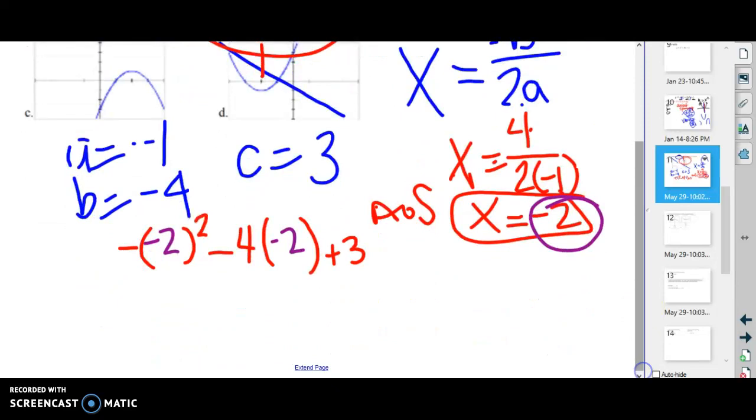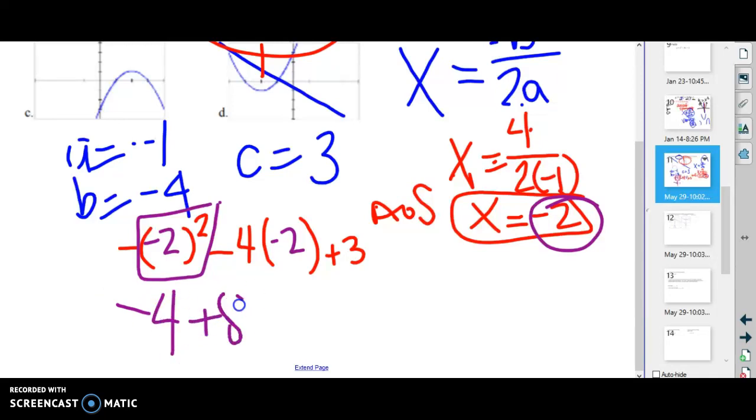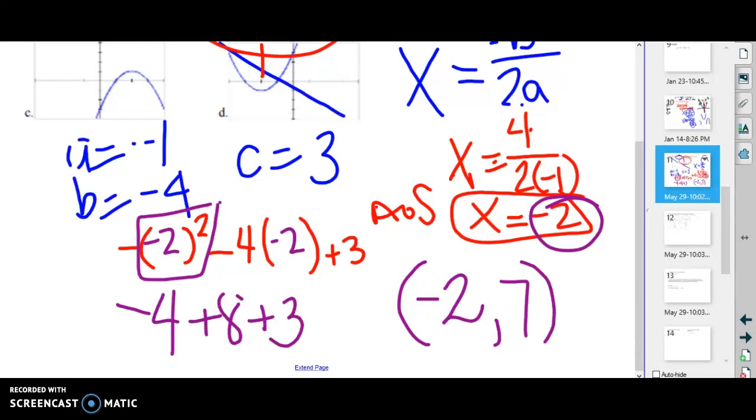Okay, now I think through mathematically. On this one, I have to do the -2 squared first. -2 times -2 is +4. But then there's the negative out front, so that's -4. Then plus 8, see if you can follow, and then plus 3. So my ordered pair, the vertex is going to be at -2, 7, because -4 plus 8 is +4, plus 3 is 7. Okay, so there's my vertex.